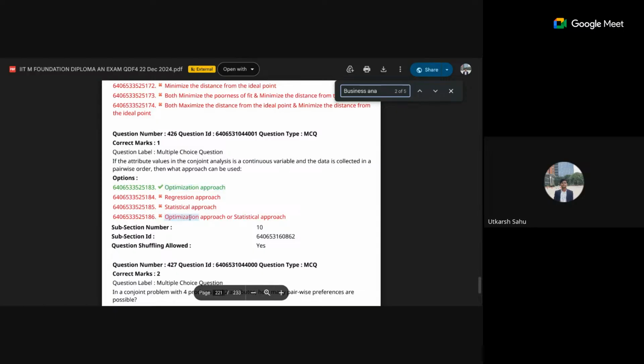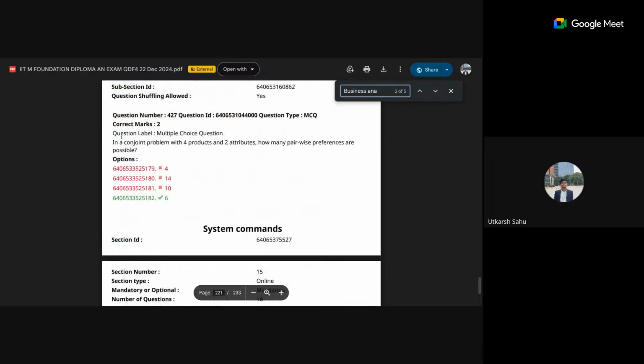See, this option also has optimization, but optimization and statistical are different. Regression and statistical are the same. Therefore, this option is wrong. They may confuse you with similar names and all that. Similarly, this one: in a conjoint problem, 4 products, 2 attributes. How many pairwise preferences are possible? Whenever pairwise comes up, you are only concerned with the number of products. You do not care how many attributes there are. Pairwise preferences only care about the number of products.